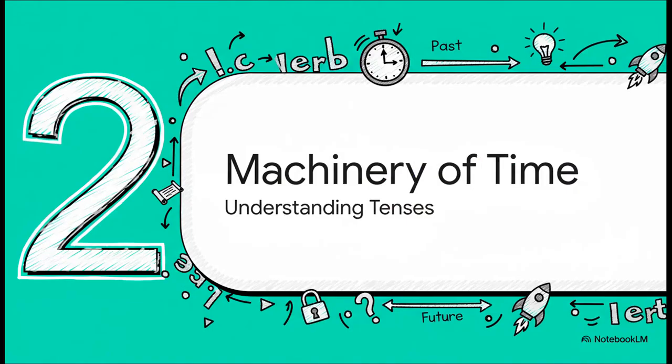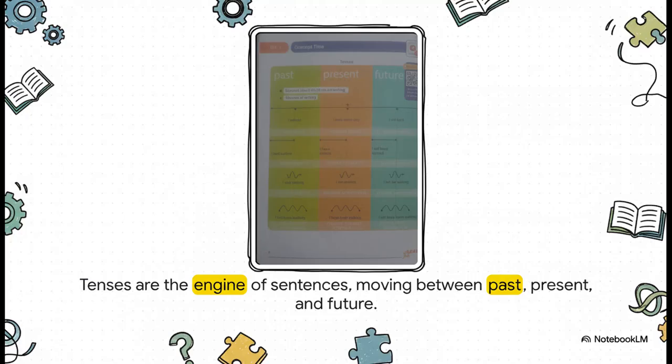Okay, so we've looked at the big structure of a story. Now let's zoom in on the little things that build it, the sentences. We're moving on to the machinery of time, also known as tenses. These are basically the gears that control when an action is happening. You can see here the three main time zones of language: past, present, and future.